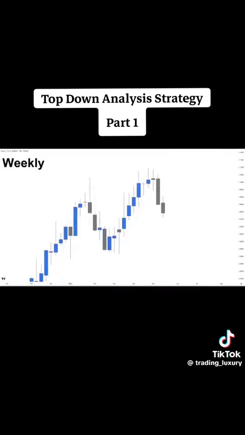Here we have Euro-Dollar on the weekly time frame. In the first step, we mark the key levels of market structure that price has recently reacted to. We want to keep our analysis simple, so we only draw the most recent levels near the current price.